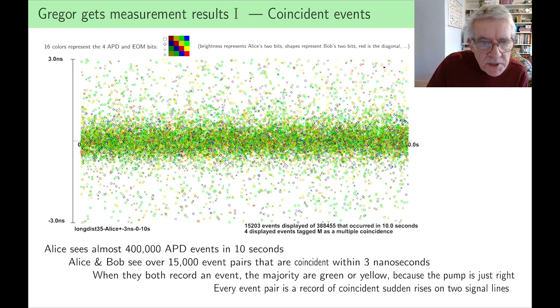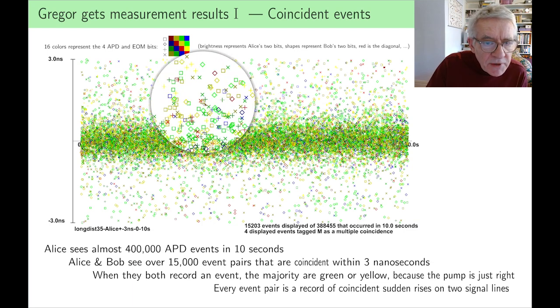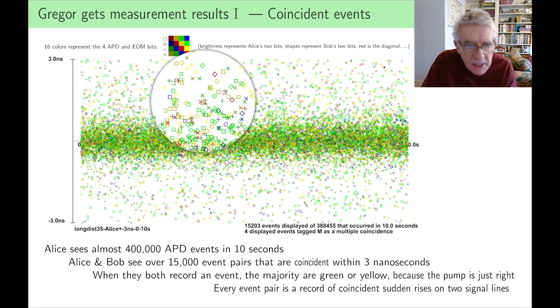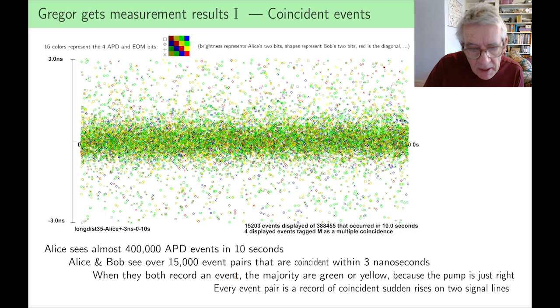So every one of these events corresponds to a coincident sudden rise on 2 signal lines, and so there is a signal line somewhere that changed from near zero to a higher level and has been recorded as an event, and so as an event pair. And of course, when they both record an event, as you see here, the majority of these in the color scheme I've used are green or yellow because he set up the pump and the central apparatus just right.